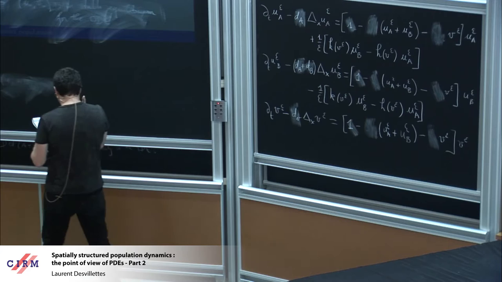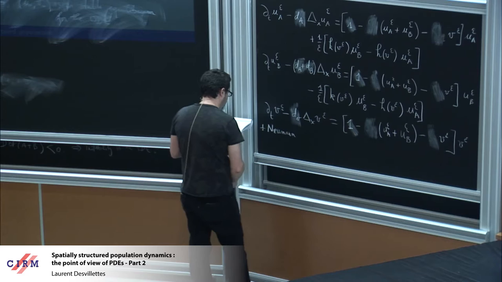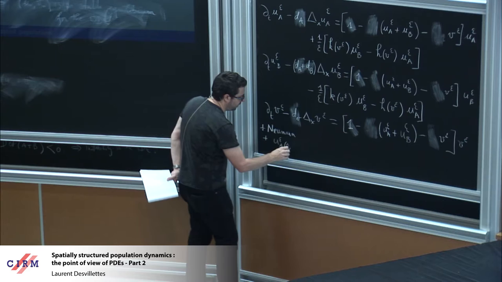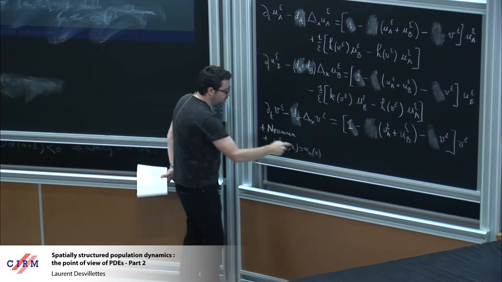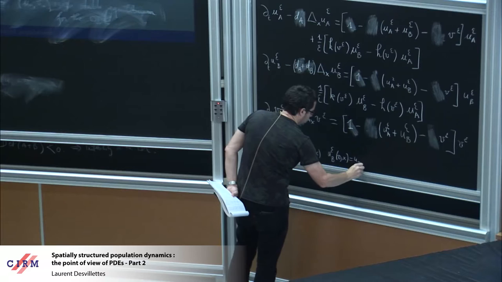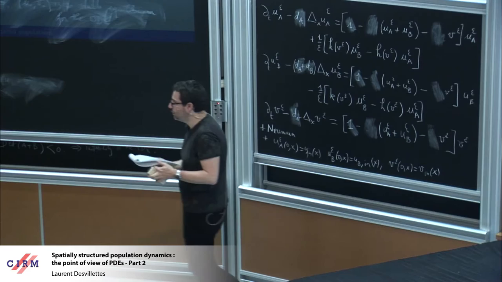And so I add Neumann boundary condition, which I do not write down, plus initial conditions, which are independent of epsilon. So this means that I will consider that this quantity is U initial, if you wish, UA initial, the same for U epsilon B, and the same for V. So the point is that the initial datum does not depend on epsilon here.